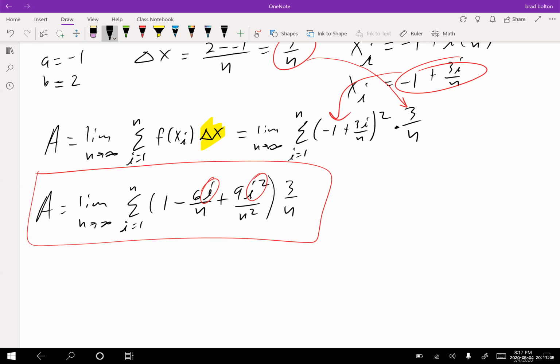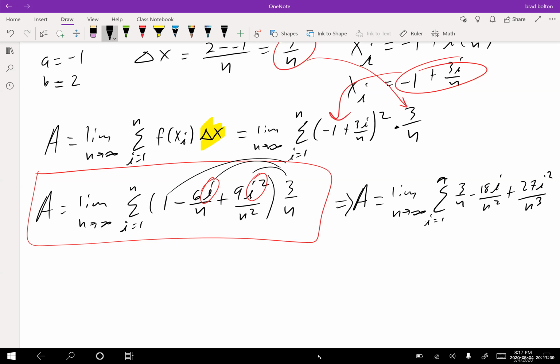I could even clean this up if I wanted to simplify. I could say A equals the limit as n approaches infinity of the summation i equals 1 to n. So this would be 3 over n minus, what would this be, 18i over n squared plus 27i squared over n cubed, right? So that's just me distributing the 3 over n to everything. Okay, so we have this, all right?